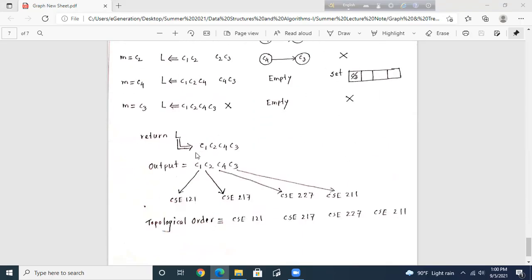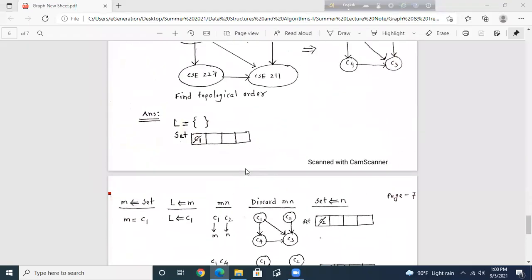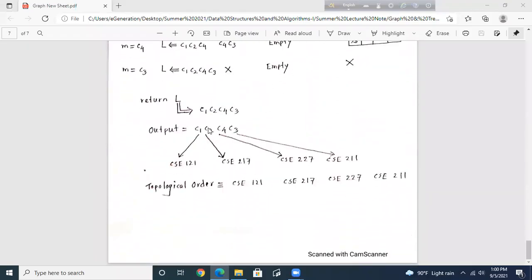Now return L. L means C1, C2, C4, C3. So C1, C2, C4, C3 is our output. What is C1? C1 means CSC 101. C2 means CSC 217. C4 means CSC 207. C3 means CSC 211. So dear student, I hope that you have understood what I am trying to say.